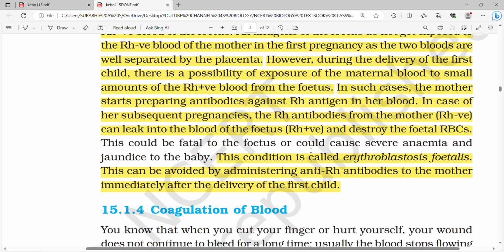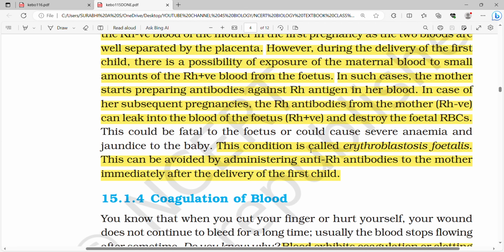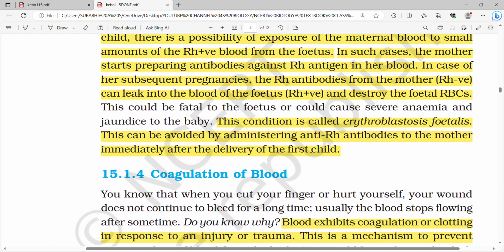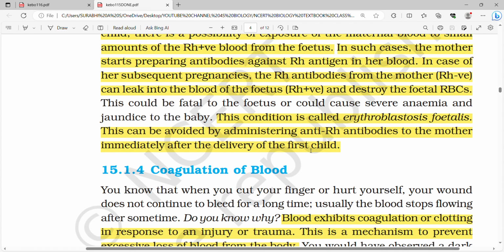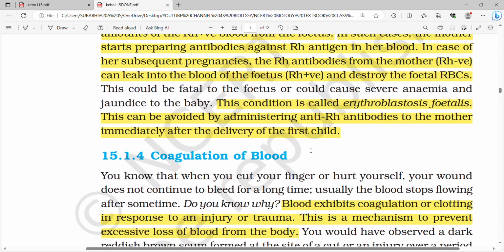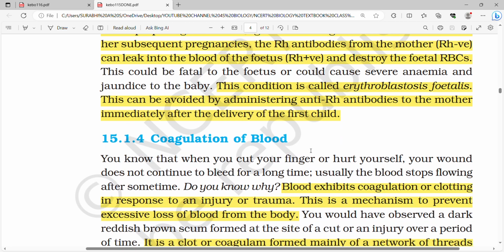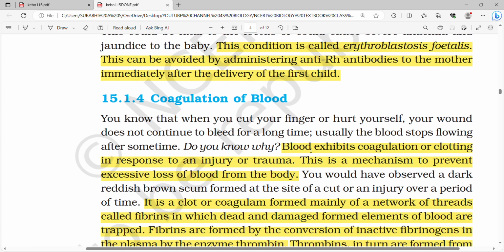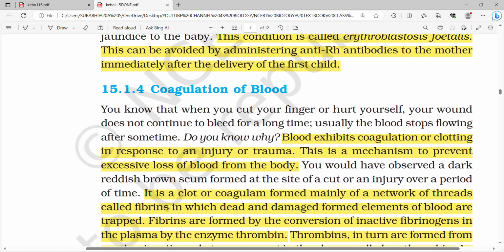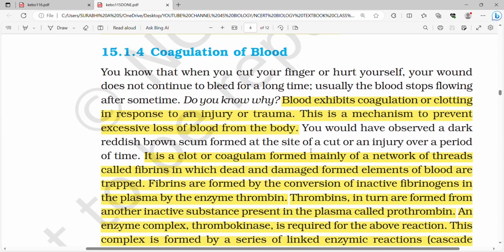However, during the delivery of the first child, there is a possibility of exposure of the maternal blood to small amounts of the Rh positive blood from the fetus. In such cases, the mother starts preparing antibodies against the Rh antigen in her blood. In subsequent pregnancies, the Rh antibodies from the mother, that is Rh negative, can leak into the blood of the fetus and destroy the fetal RBC. This condition is called erythroblastosis fetalis. This can be avoided by administering anti-Rh antibodies to the mother immediately after the delivery of the first child. So this is one special case.